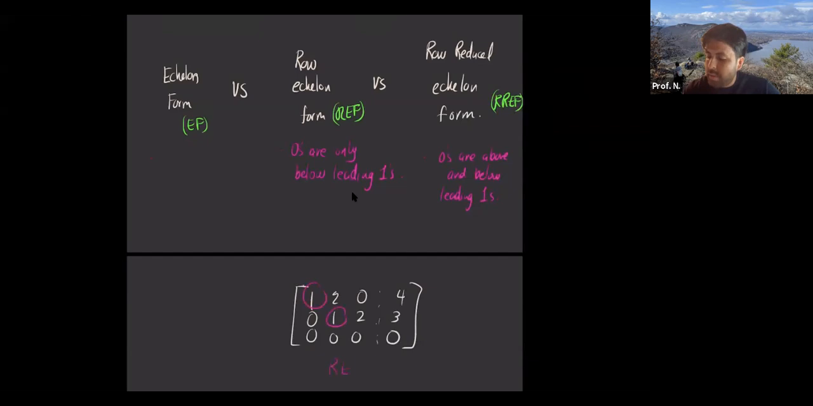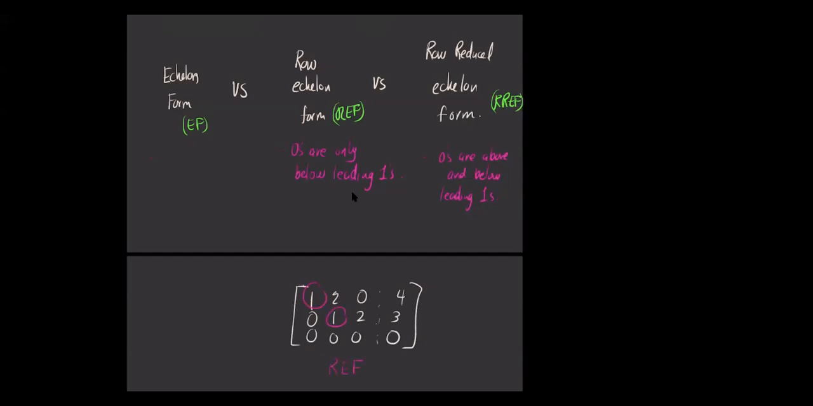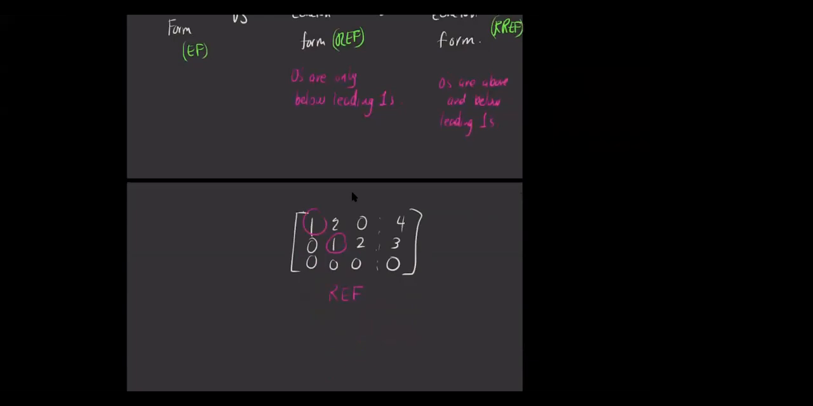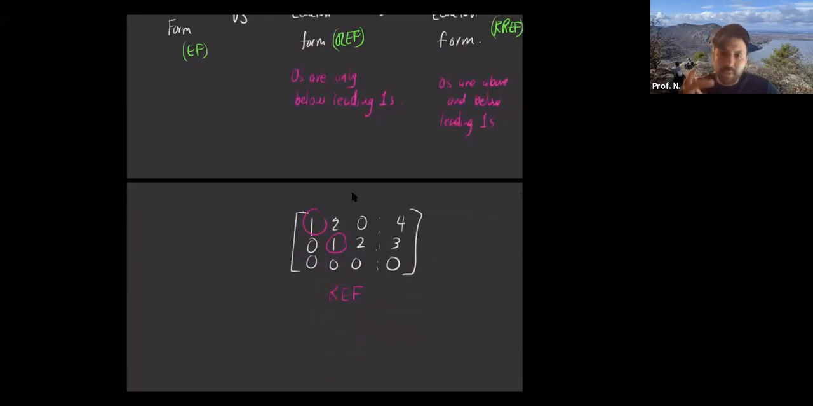This is REF. Why is it REF? Because I have leading ones. I only have 2 of them, but I have leading ones. And the number above one of the leading ones is not 0. So this is REF form.